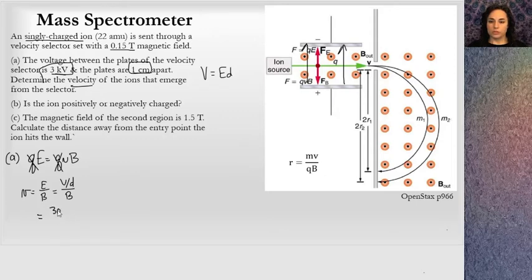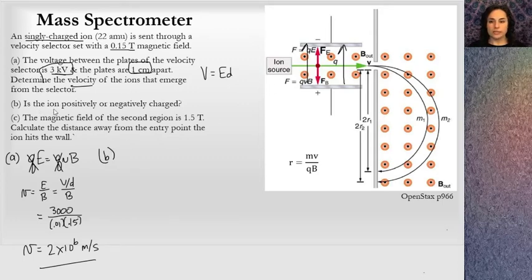The voltage is 3,000. The distance is 0.01 and the magnetic field is 0.15. And when I plug that through a calculator, we get that the velocity is 2 times 10 to the 6th meters per second. So that gives us the velocity. That's part A. B, I kind of touched on a little bit earlier.